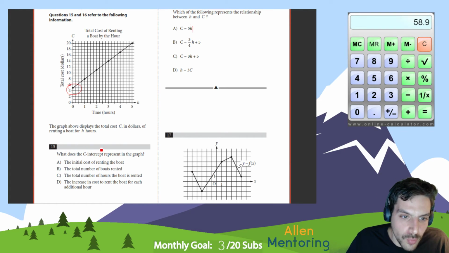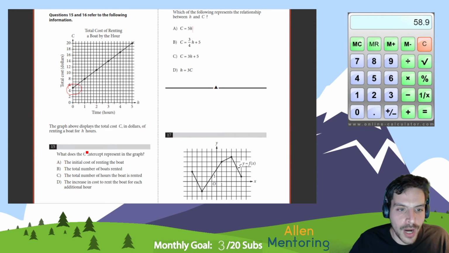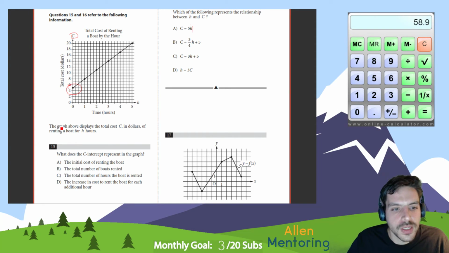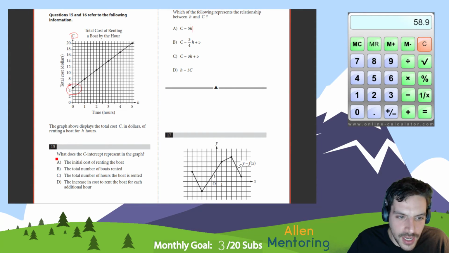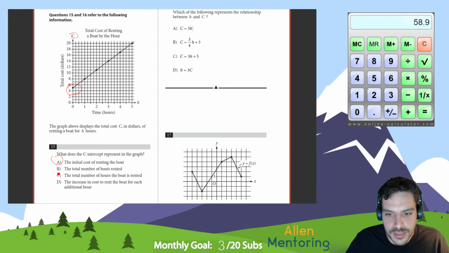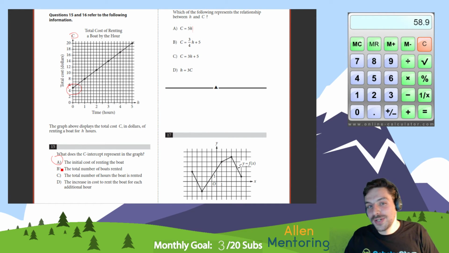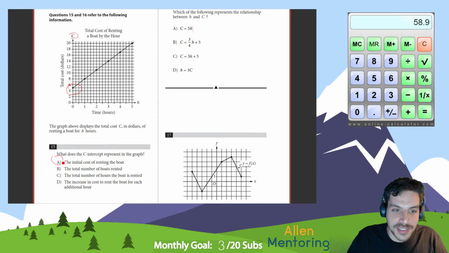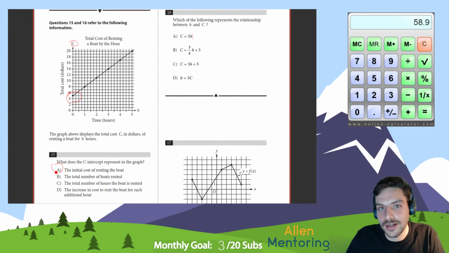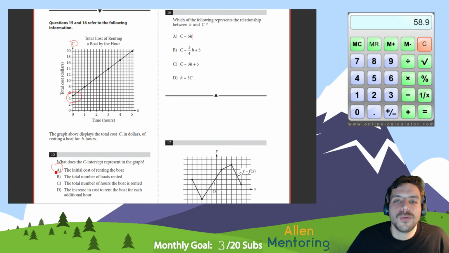So look at this. What does the c-intercept represent in the graph? They're calling it a c-intercept and not a y-intercept because this is the c-axis in this problem. Cool. So it is A, the initial cost of renting the boat. Again, you could pretty much predict this problem on almost every SAT. In some version of it, they'll have it, usually with a taxi or maybe renting a video or something. I don't know.